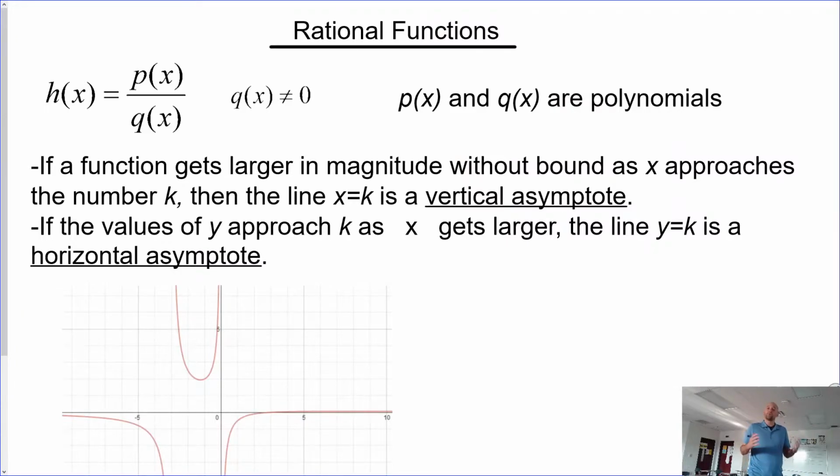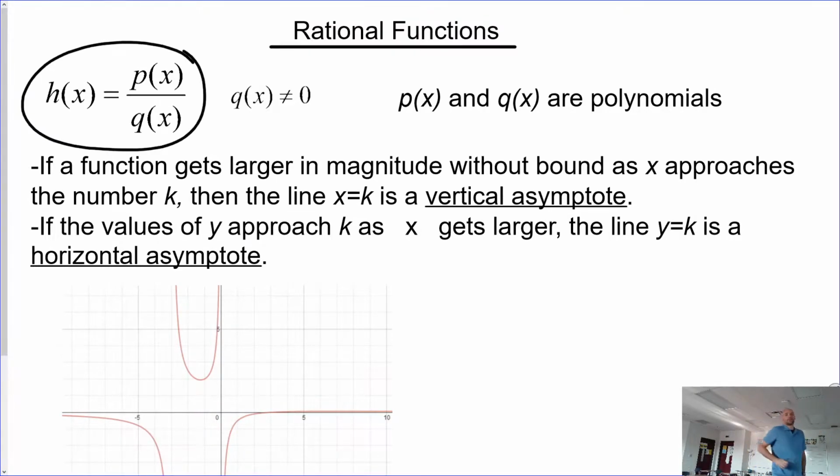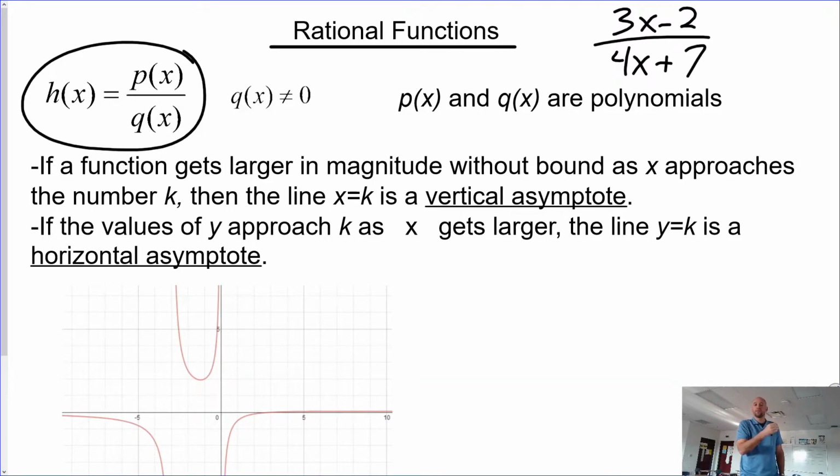All right, that was basically it for the polynomial functions, those three properties. Rational functions look like this. Basically, rational means fraction. So when we have a fraction for a function, something like (3x - 2) over (4x + 7), that's a rational function. The numerator is a polynomial, the denominator is a polynomial. The denominator can never be 0, just like any other fraction.